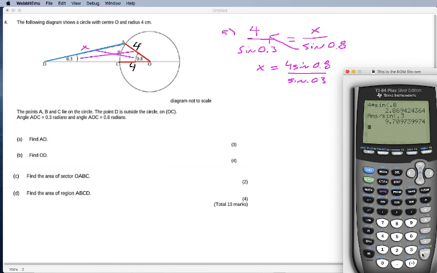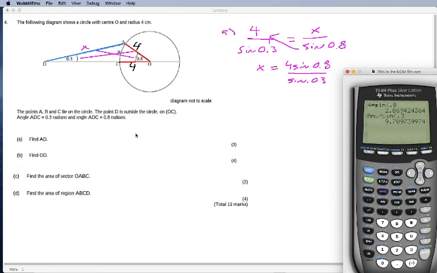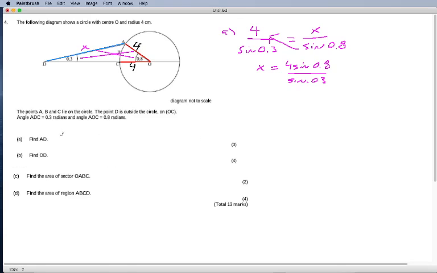And we get 9.709. To 3 significant figures, we have to make sure it's in 3 significant figures, we're going to have 9.71. So we have 9.71. That's this side here, 9.71. All right.